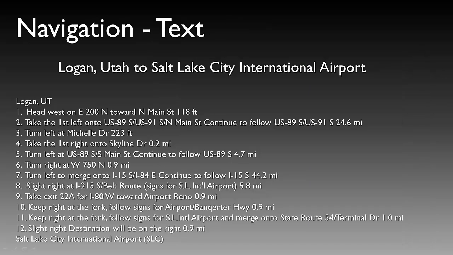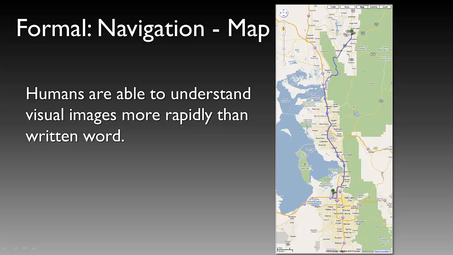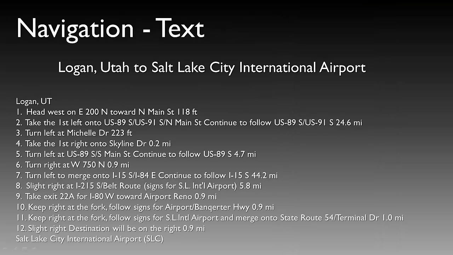Speaking of navigation, in the terms of moving from one place to another, humans often can use a visual map much easier than they can use written directions. For example, navigating from Logan, Utah to Salt Lake City International Airport, we have a series of at least 12 steps. If we take that and using Google Maps, type in the addresses, it's quite easy to understand the route we're supposed to take. Humans have a much easier time understanding this visual image than the previous slide that showed the written word.